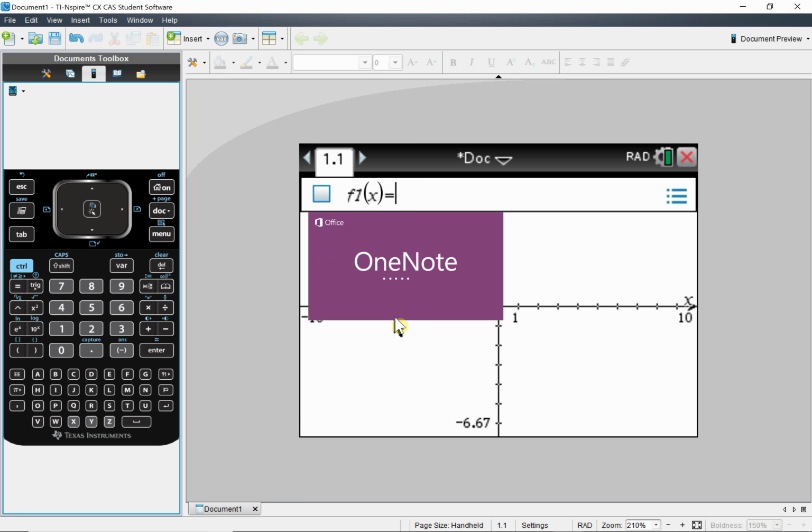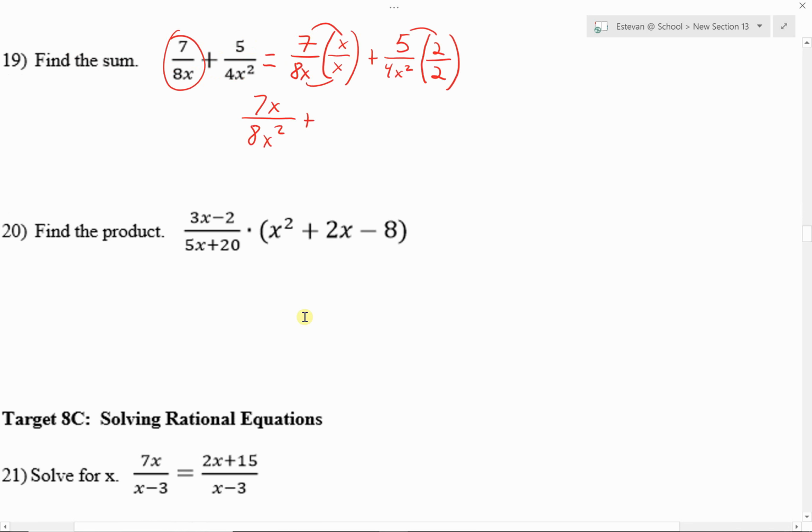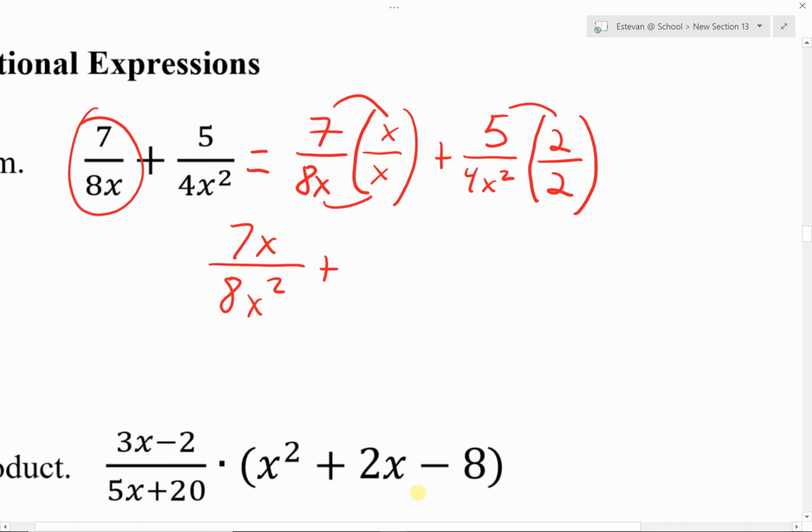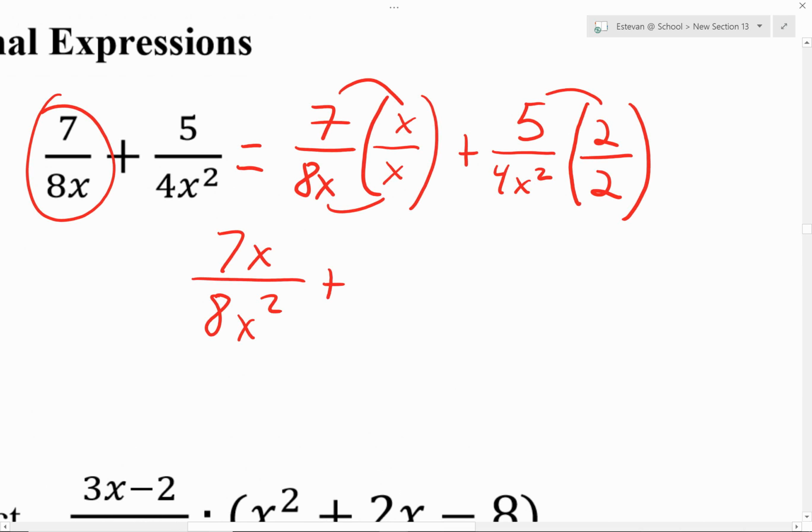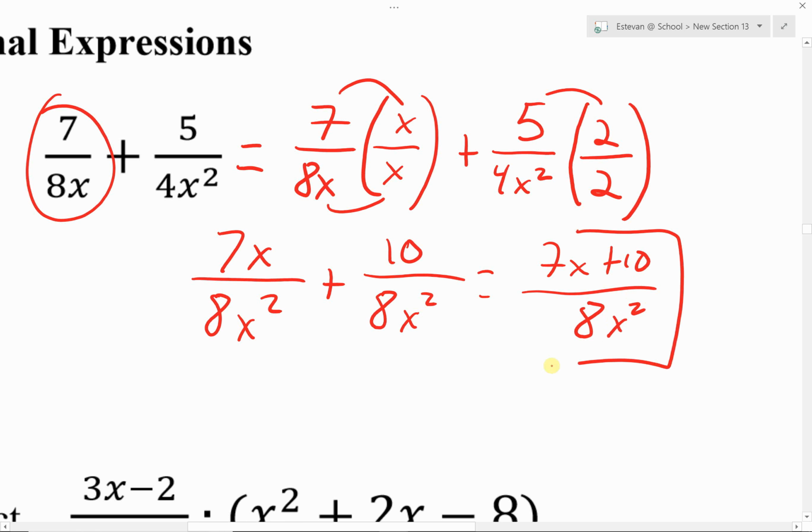Okay, it randomly stopped. Alright, I'm just going to finish up this problem quickly. 7x plus 8x, that'll be 10 over 8x squared, and that leaves us with 7x plus 10 over 8x squared as the final answer.